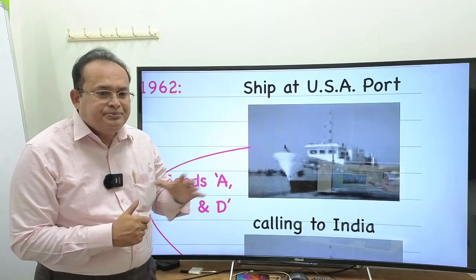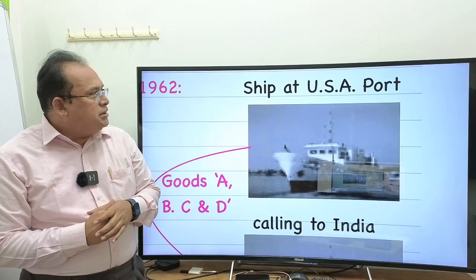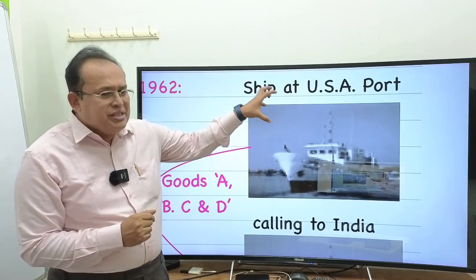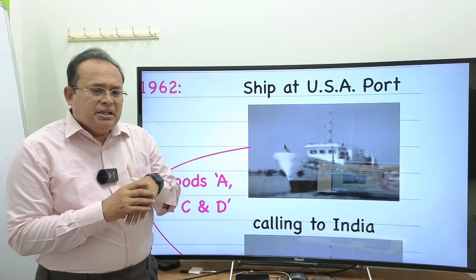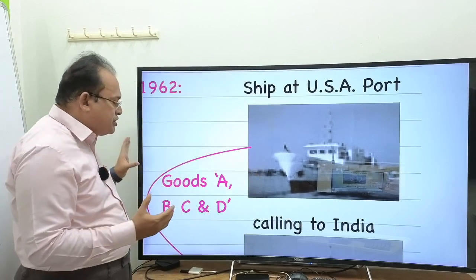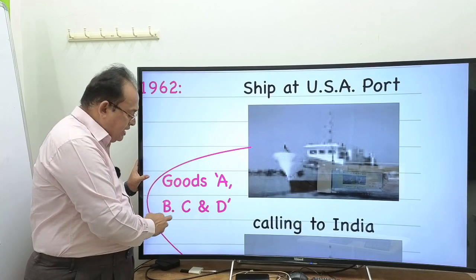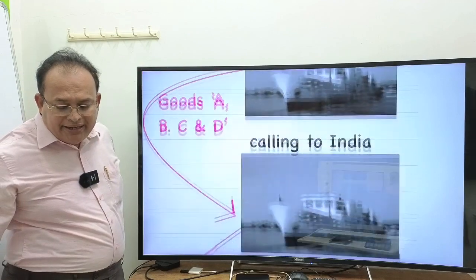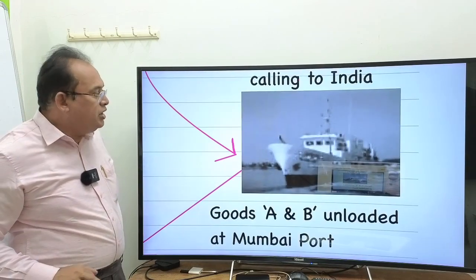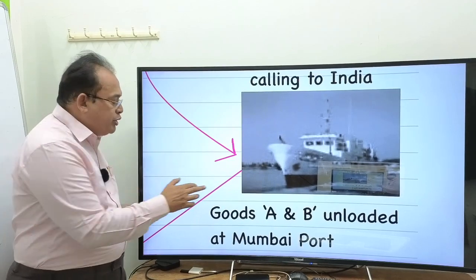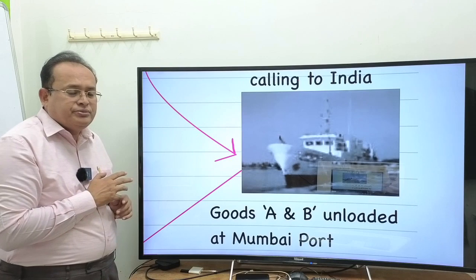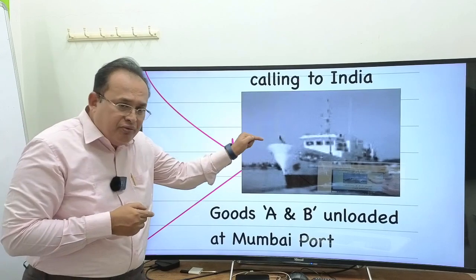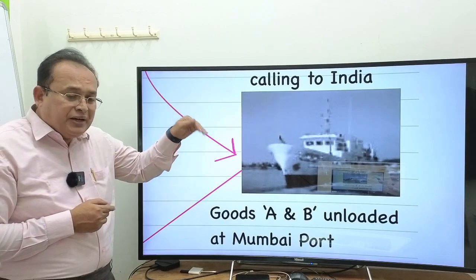In the case where one particular ship at a USA port, carrying the goods A, B, C and D, four types of goods, reaches an Indian port, Mumbai port, where product A and product B are unloaded. Product C and product D remain in the ship, which is further transshipped.